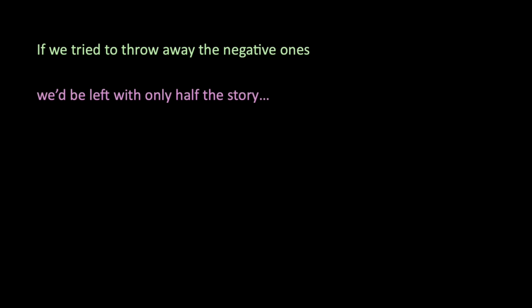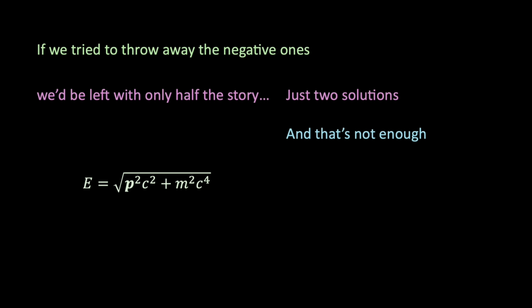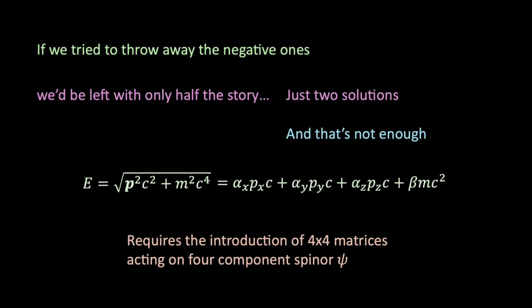And this is because if we tried to throw away the negative ones, if we insisted that all energies must be positive, we'd be left with only half the story, just two solutions, and that's not enough. The Dirac equation demands four. Why? Because it's a first order equation that comes from taking the square root of the relativistic energy momentum relation and writing this in linear form. And as we saw in part 1, this requires the introduction of 4x4 matrices acting on a 4-component spinor.